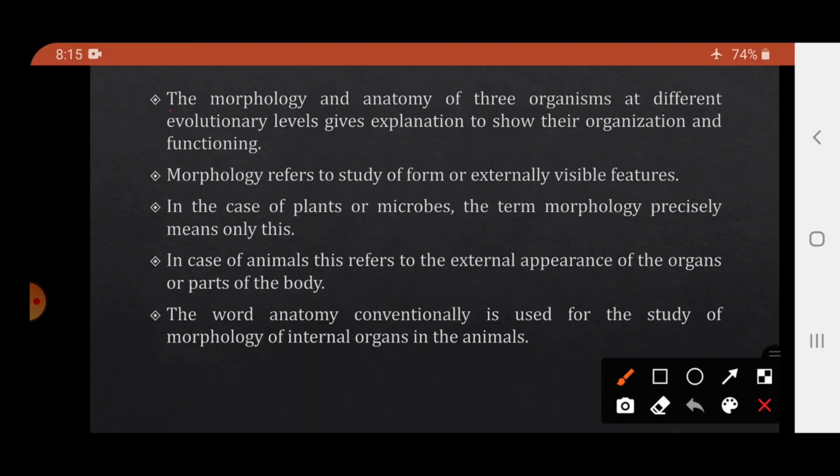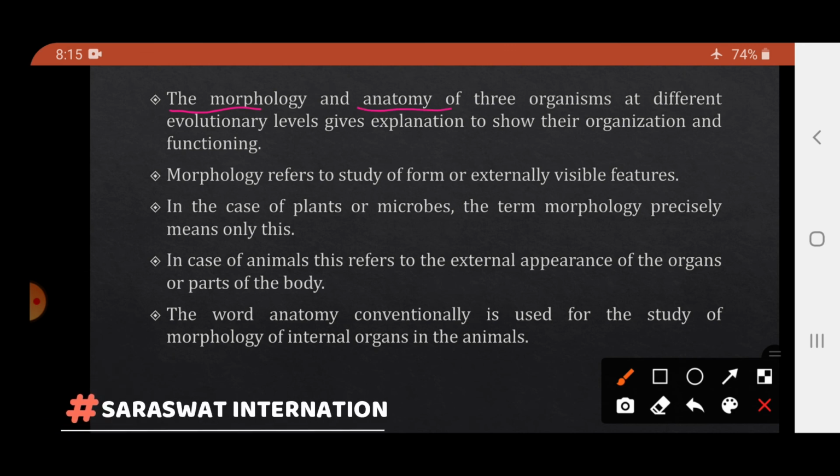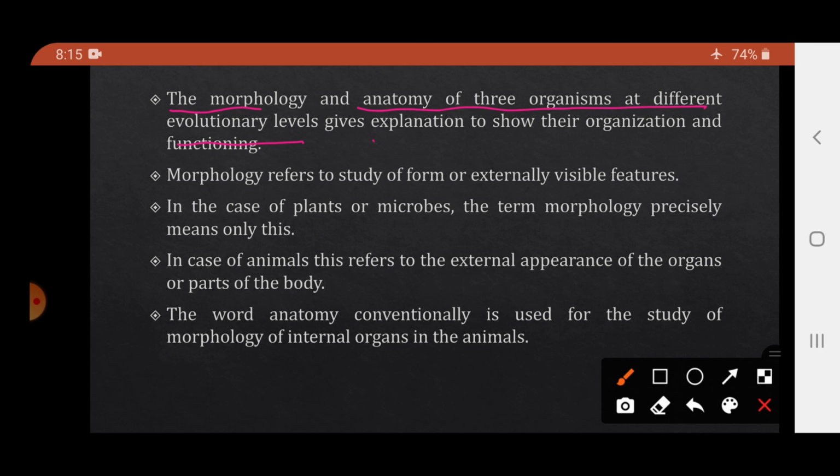The morphology and anatomy of the 3 organisms at different evolutionary levels gives the explanation to show their organization and functioning. So basically we will study the morphology and anatomy of the 3 organisms to study the evolution as well as to study the organization and functioning. Morphology का meaning क्या है? To study the form or externally visible features.